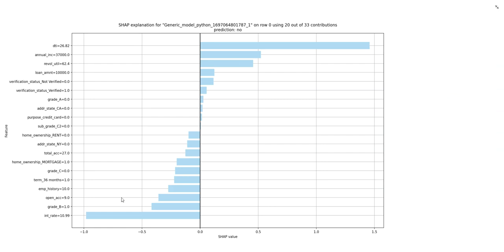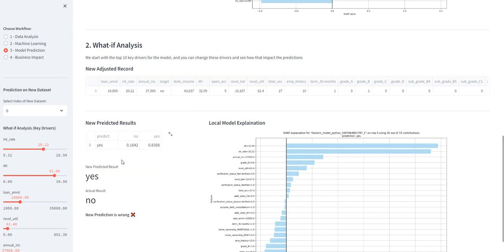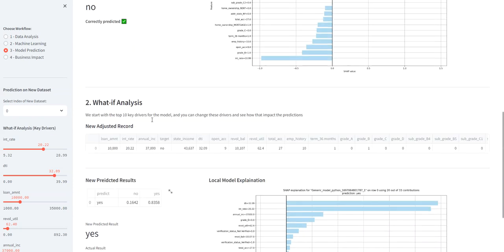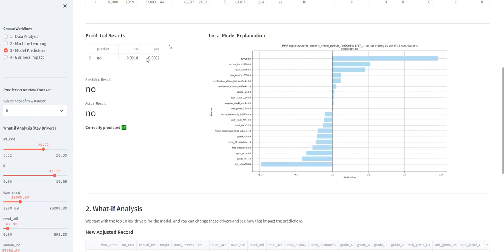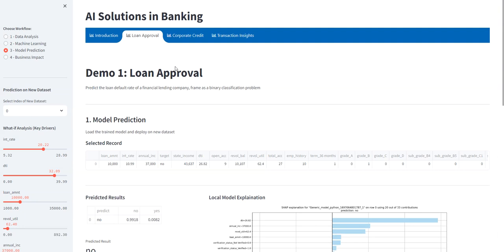This is also the Shapley plot. Try to explain the key driver for the result, right? You have the DTI is high, but also you have interest is low. So that means the original model predicts the original record is a good loan. But if you increase debt to income ratio and the interest rate, this person is going to default, right? The probability of being a loan default increases from less than 1% to 83%. So that is basically how model prediction works, right?